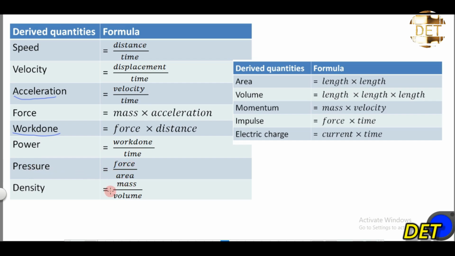Pressure is equal to force all over area. Density is equal to mass over volume. Area is length times length. Volume is length times length times length. Momentum is mass times velocity. Impulse is equal to force times time. And then electric charge is equal to current times time.